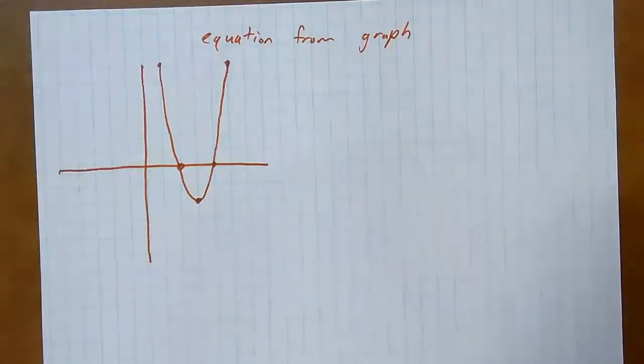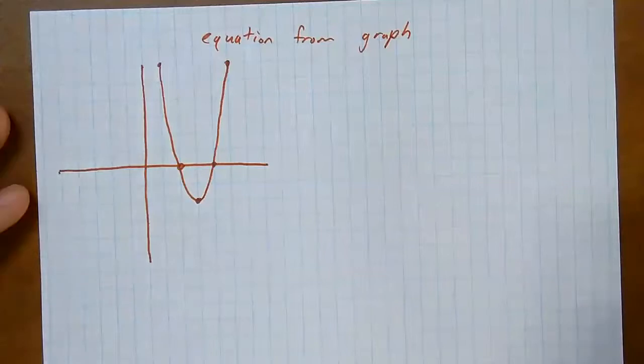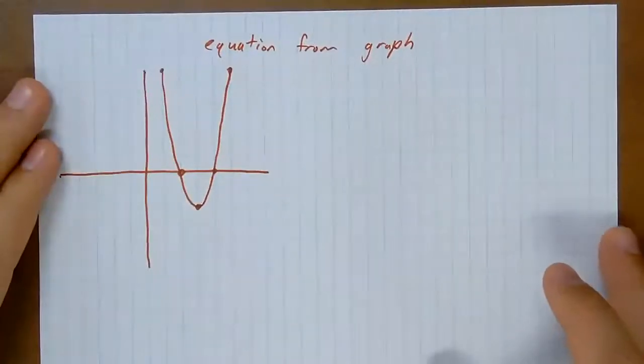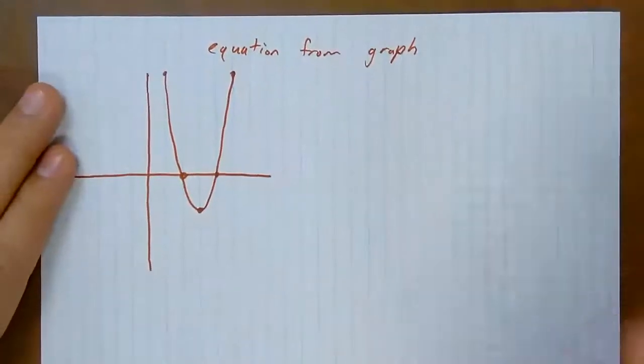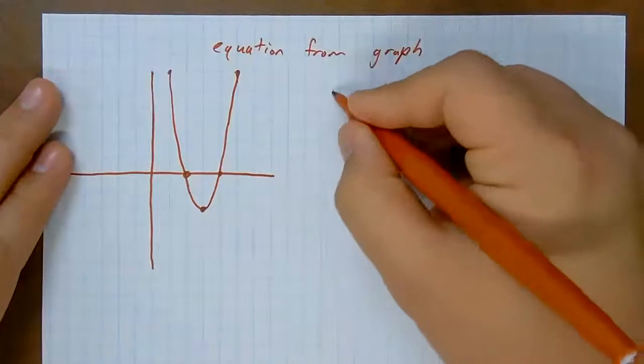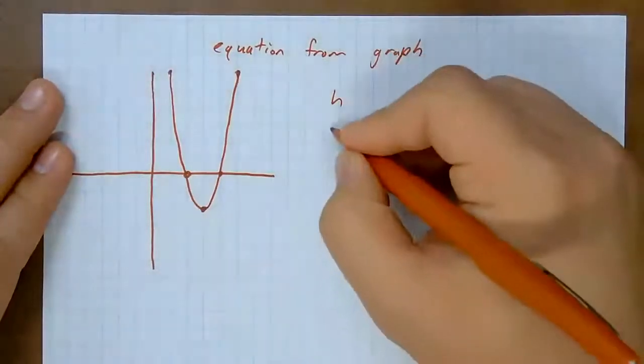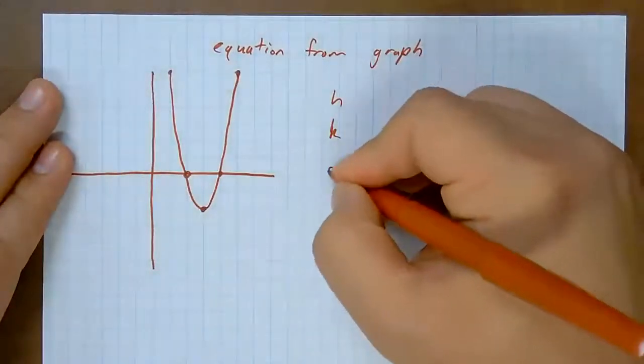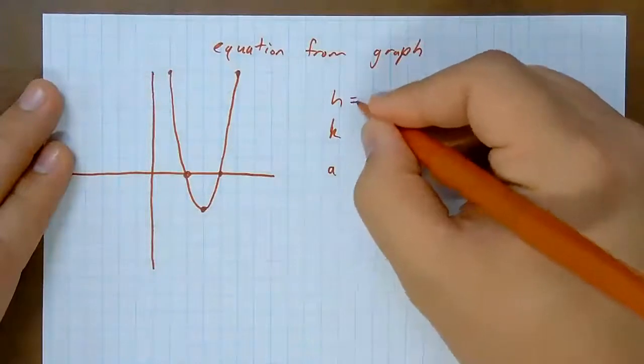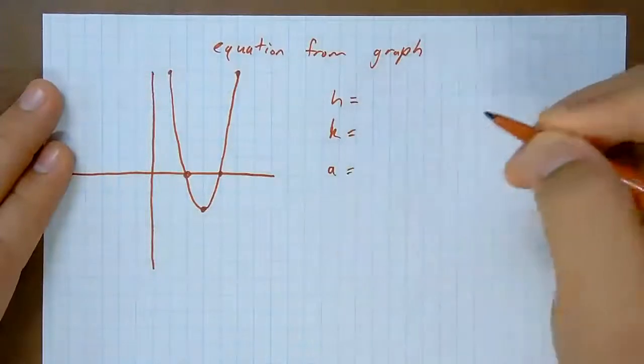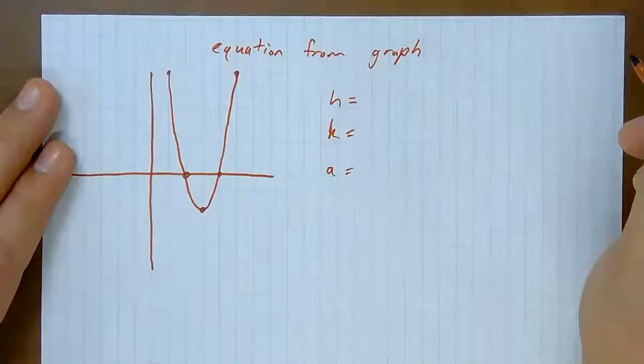So today we're going to be writing the equation from a graph, which is not as difficult as it might initially seem. There are three things we need to know in order to write the equation from a graph. First one is h, the second one is k, and the third one is a. Okay? H and k are really easy to find.